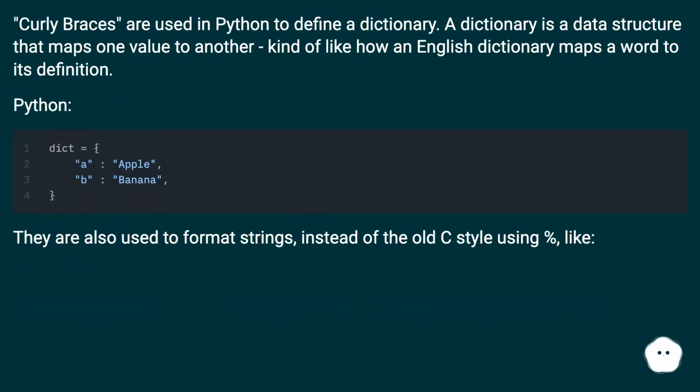Curly braces are used in Python to define a dictionary. A dictionary is a data structure that maps one value to another, kind of like how an English dictionary maps a word to its definition. They are also used to format strings instead of the old C style using %.